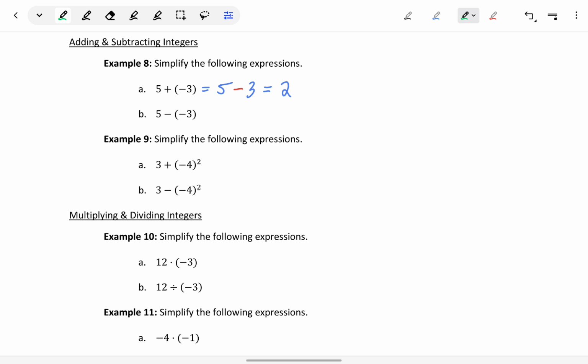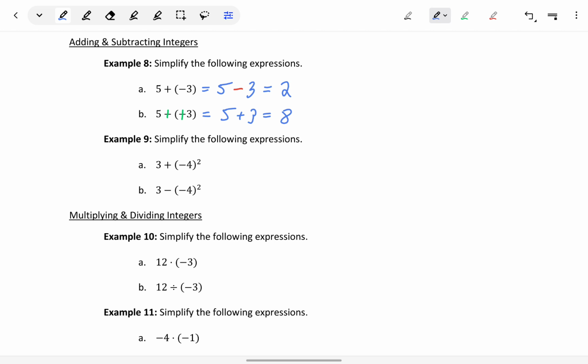In part B, we have 5 minus a negative 3. In this case, we have that repeated negative, minus a negative 3. Those two negatives cancel each other out, which actually makes this problem 5 plus 3, which would give us 8.